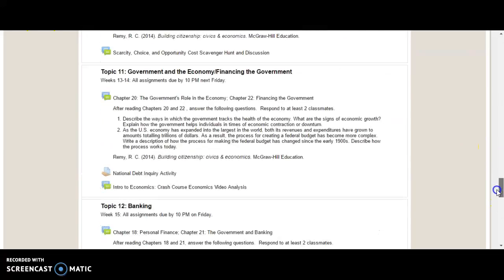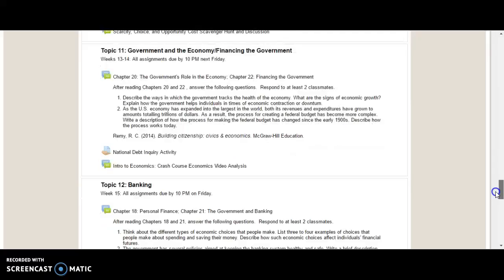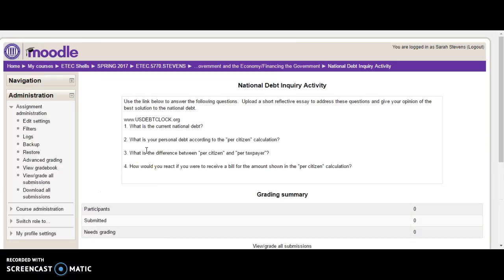Alright, topic number 11, government and the economy, finance and the government. They look into how does the government fit into the economy, where does the money for the government come from. Once again, probably not one of their more interesting topics. So they do a quick activity where they look into the national debt inquiry, figure out where they fit in, and decide what they would think if they ever found out or ever were billed for what it actually costs per citizen on the calculator.